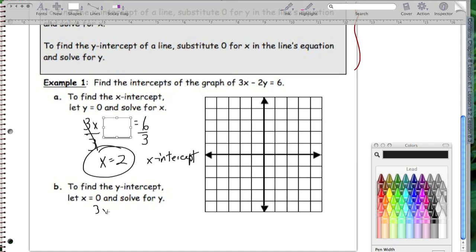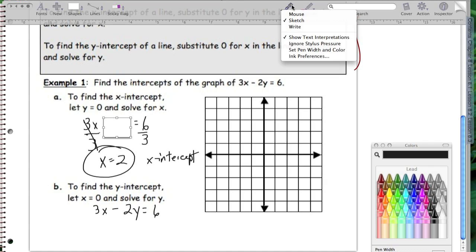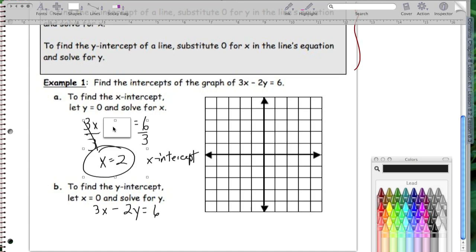I'm going to start with the same equation, 3x minus 2y is equal to 6. This time I'm going to cover up the 3x. I don't cover up that minus sign, because that minus goes with the 2y.